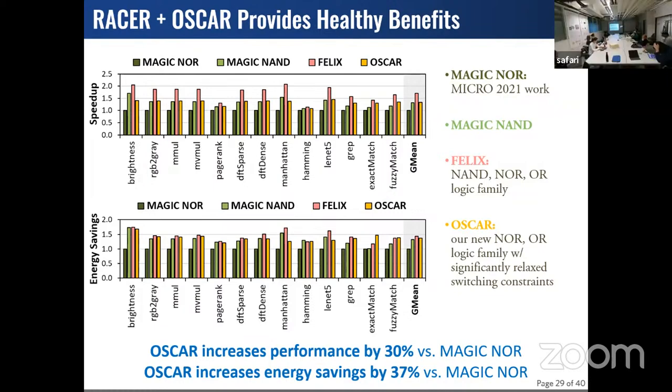Yeah. Right. So yeah, that's why Felix performs better. But as you mentioned, it doesn't solve the fabrication problem that we have with MAGIC. But with Oscar, we're getting that along with increased performance and energy savings. So the energy savings grow by 37%. So that takes us from 189x to somewhere in the mid 200s, I think. Upper 200s, I guess, somewhere around that range.